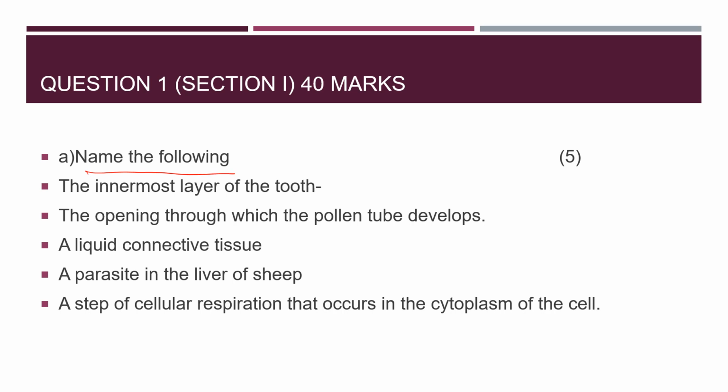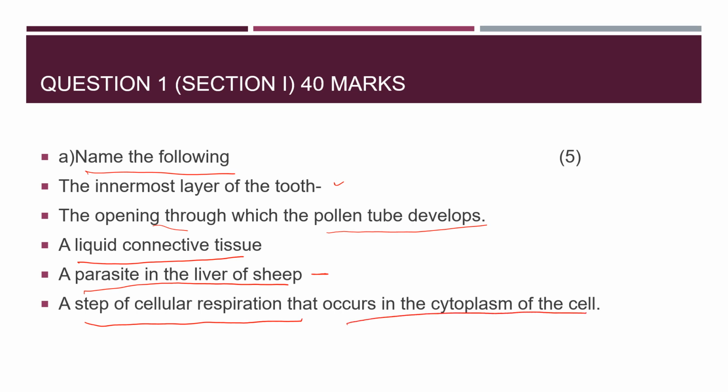The innermost layer of the tooth is what you will have to answer. Now the second question is the opening through which the pollen tube develops. What is the name of the opening? So you should name the opening. Now the liquid connective tissue, what is it named as? A parasite in the liver of sheep. What is the name of the parasite which is present in the liver of sheep? You should name that. A step of cellular respiration that occurs in the cytoplasm of the cell. So these are what you are supposed to name from the following which I have given here, and it consists of 5 marks.